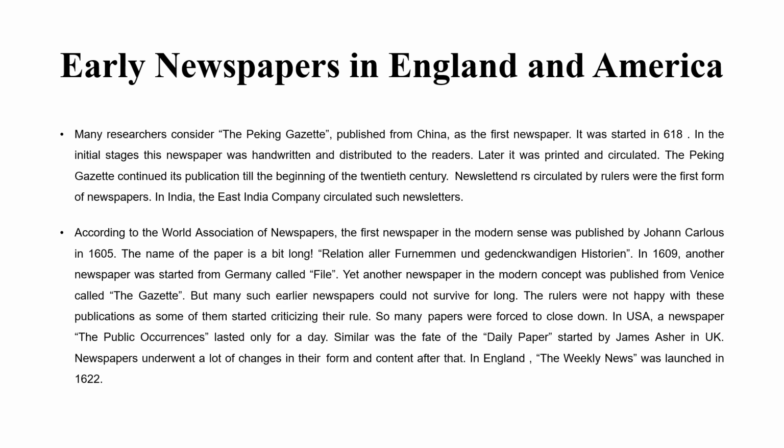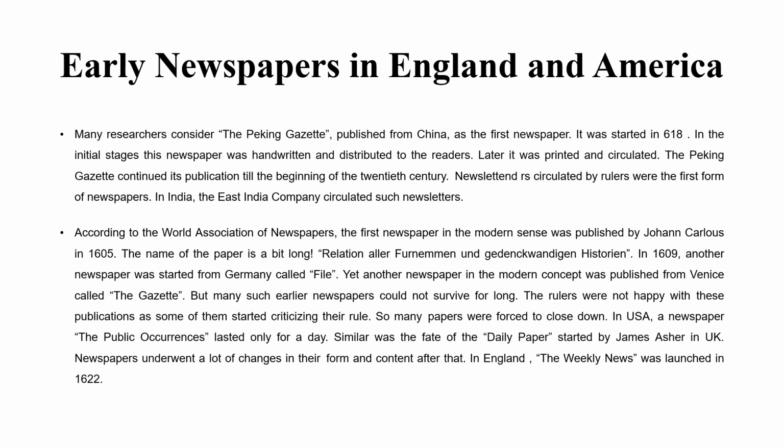Many researchers consider the Peking Gazette, which was published from China, as the first newspaper. It was started in 618. In the initial stages, this newspaper was handwritten and distributed to readers. Later, it was printed and circulated. The Peking Gazette continued its publication till the beginning of the 20th century. Newsletters circulated by the rulers were the first form of newspapers. In India, the East India Company circulated such newsletters.